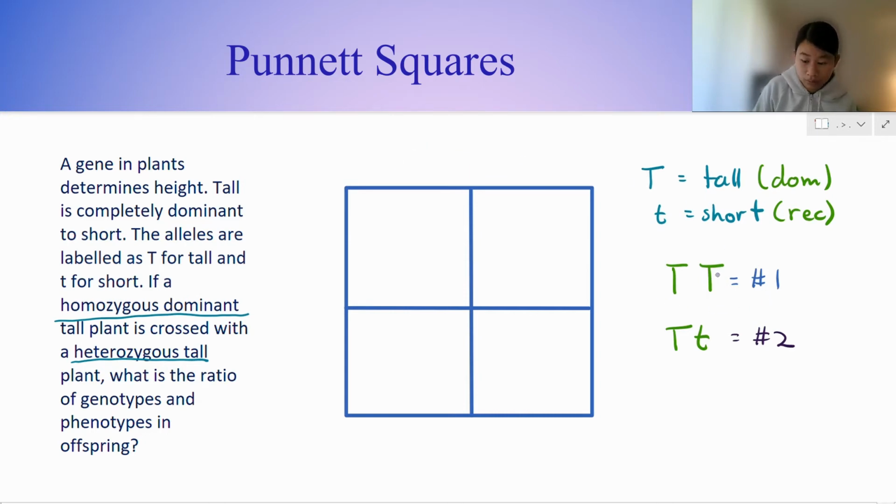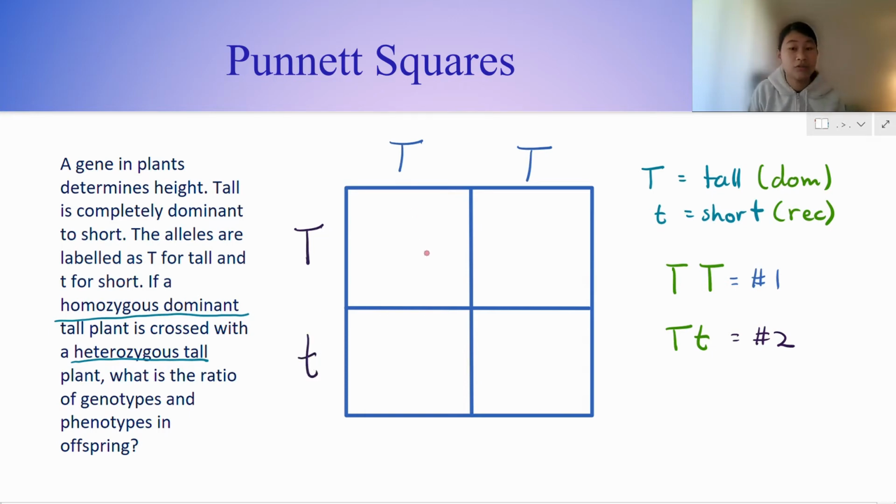For parent number 1, we have this genotype of TT, and we know that it's going to be one allele here and one allele here. For the next parent, we have capital T and lowercase t. And so we have one allele here and the other allele here.